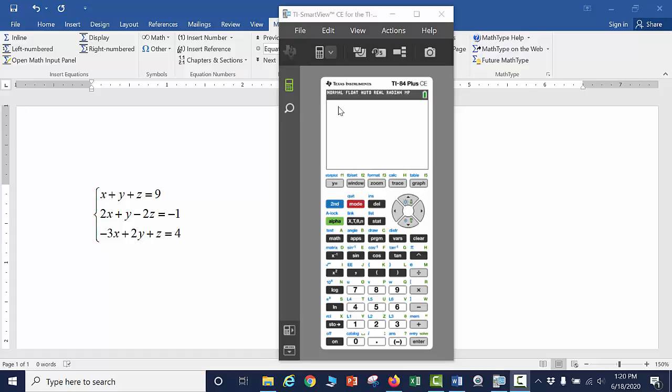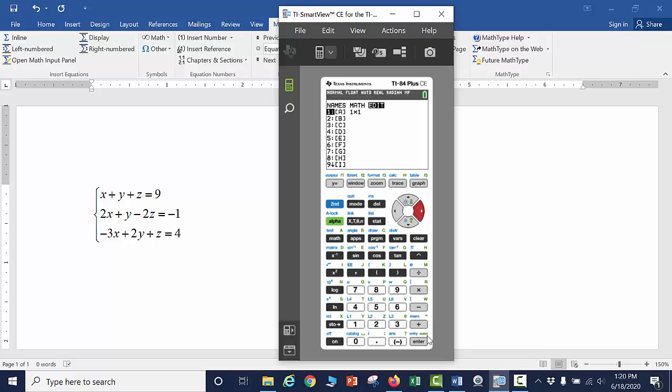Okay, I want to show you how to use your calculator to solve a system of equations like this. So here's what we've got to do. We're going to enter the information from this system into a matrix. So I need to go second matrix right here and come over here to edit.